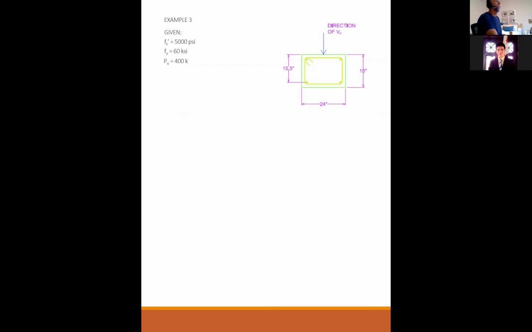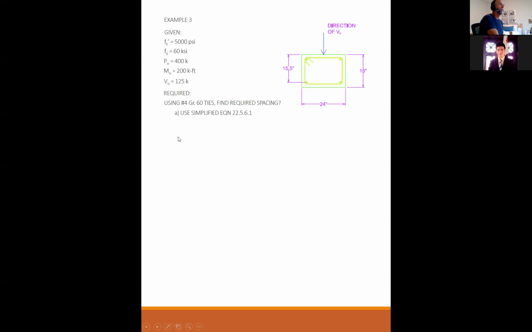Okay, so f prime c is 5,000 psi, fy is 60 ksi, the axial load is 400 kips, and my moment is 200 kip-feet. I have a shear load of 125 kips required. Using number 4 grade 60 ties, what is the required spacing to satisfy the shear demand?